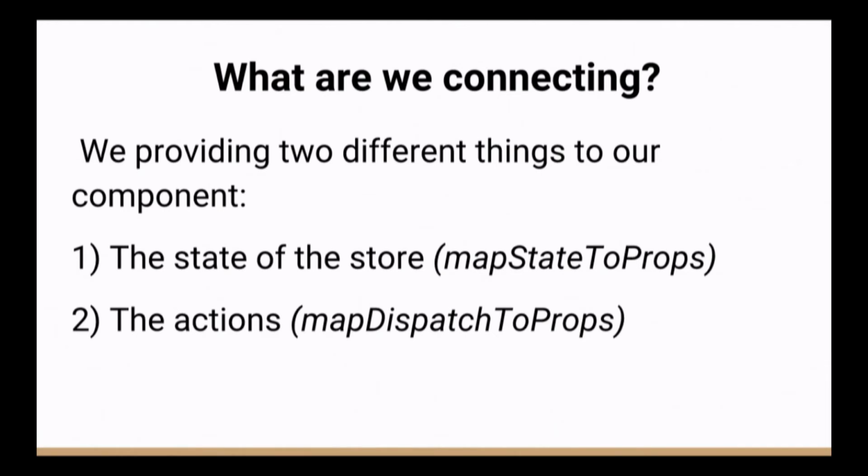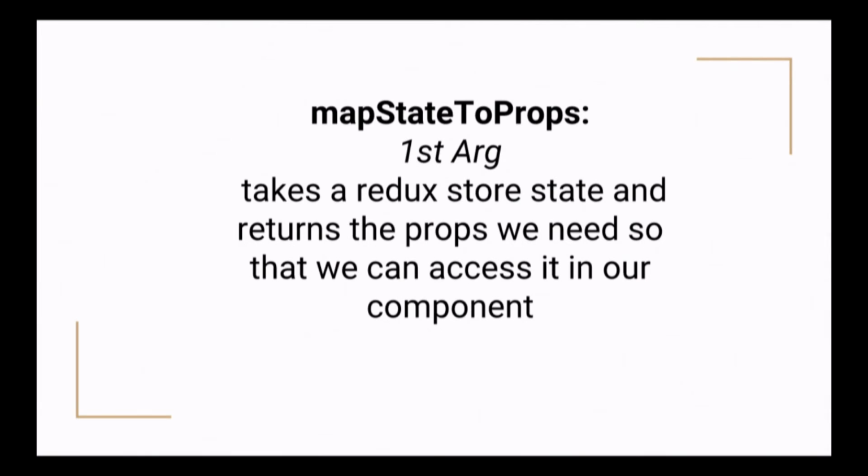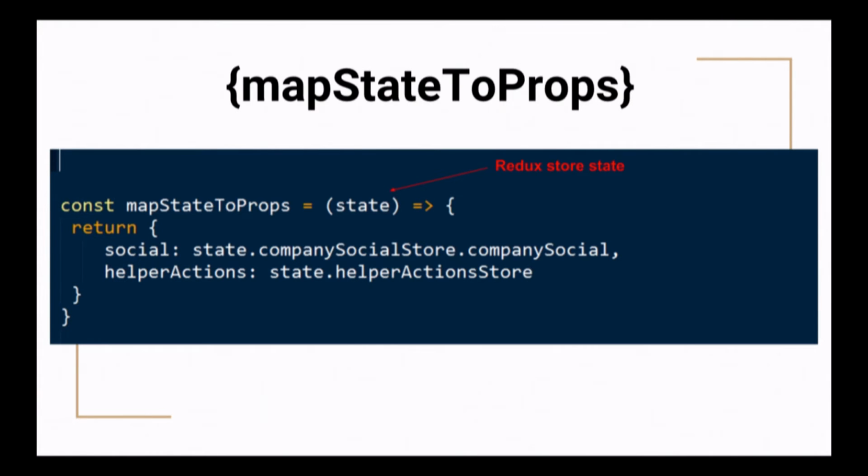So what are we connecting? We're providing two different things to our specific component. We're providing the state of the store, map state to props, and that's the state of the Redux store. And we're providing the actions, and the actions are the action creators, and essentially they're the things that depend on the dispatch function. They depend on being dispatched. We're mapping those to our component. So the first argument takes a Redux store state and it returns it as props so that we can access it in our component. Looks like this.